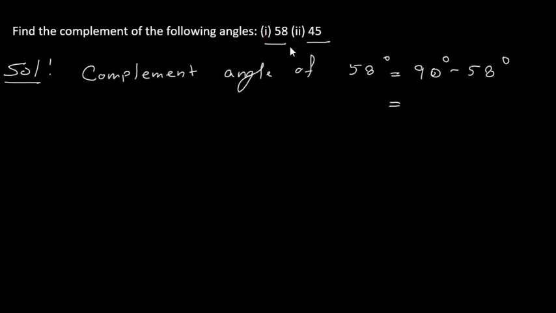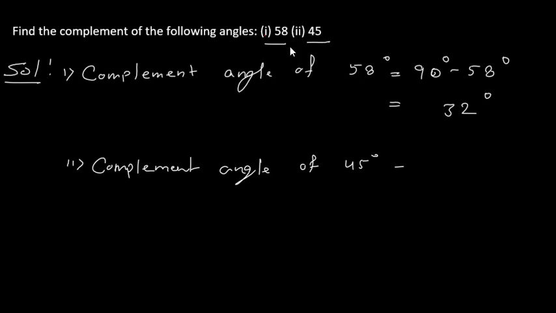90 minus 58: 10 minus 8 is 2, and here 8 minus 5 is 3. So 32 degree, and this is your first answer. And for the second answer we will say, complement angle of the second angle, which is 45 degree. So complement angle of 45 degree is 90 degree minus 45 degree, which is 45 degree. So this problem is done.